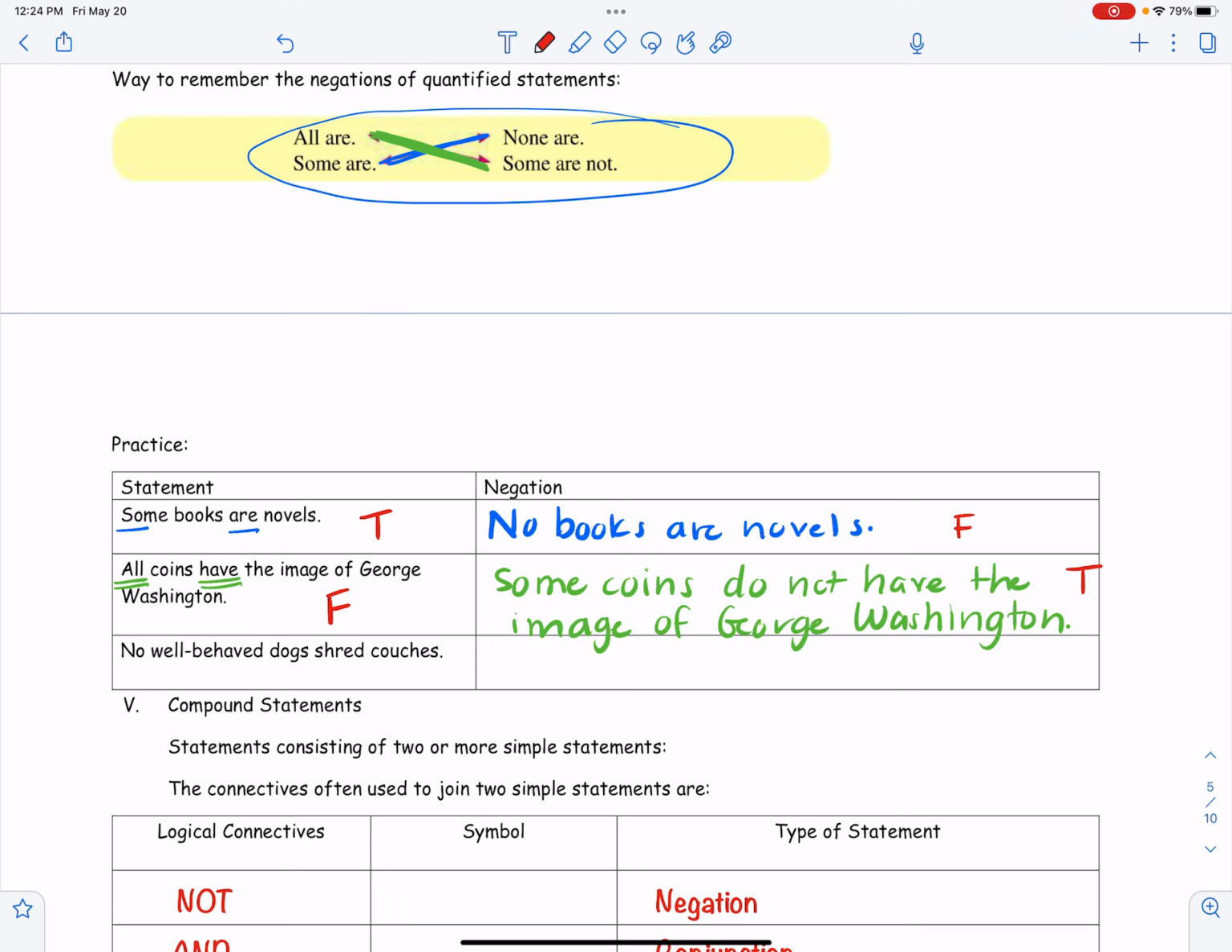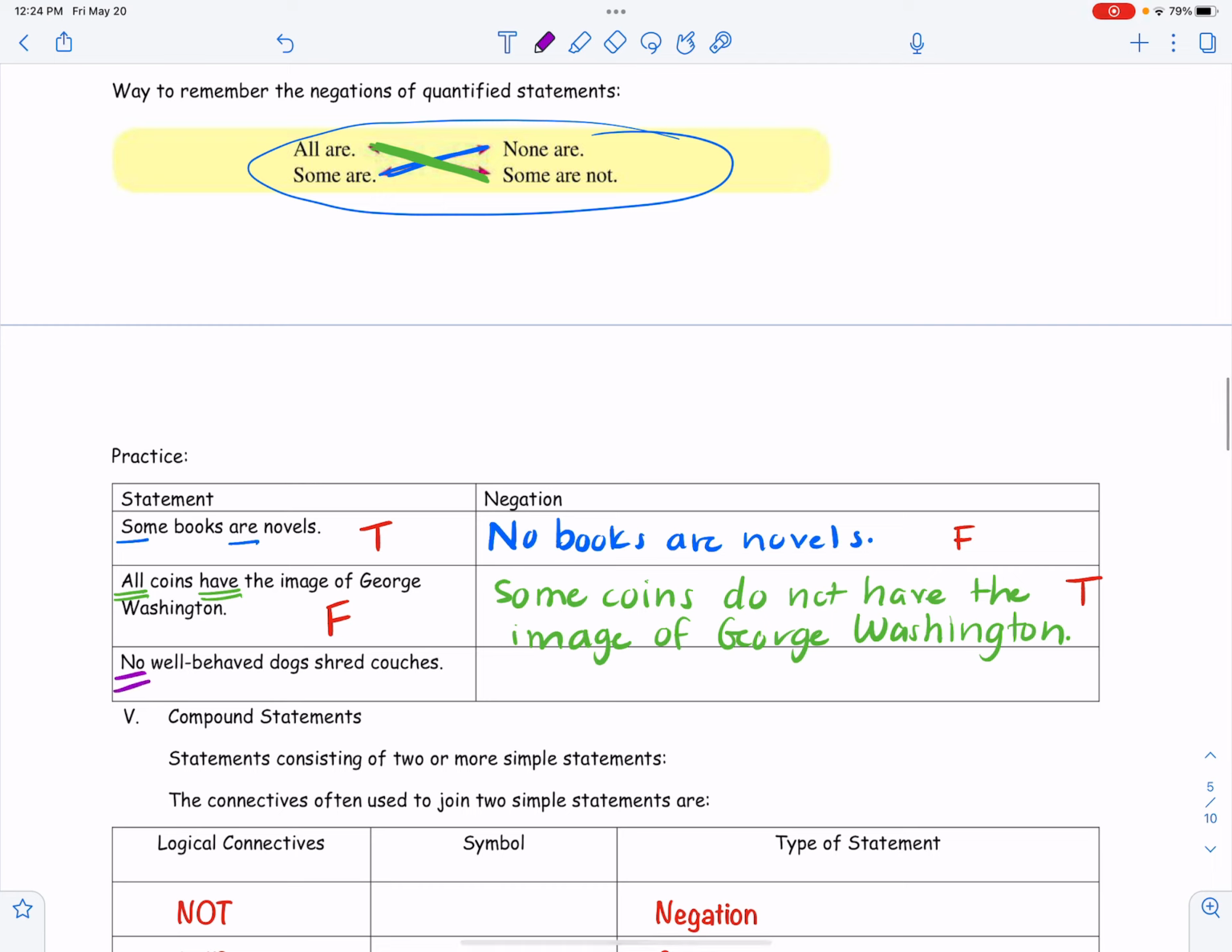All right, and then one more example here. This is a case where we have no or none: no well-behaved dogs shred couches. The opposite of that would be that some are, or in this case, some do. So the statement, no well-behaved dogs shred couches, the negation of that would be that some well-behaved dogs do shred couches.